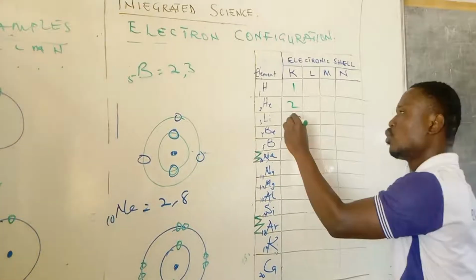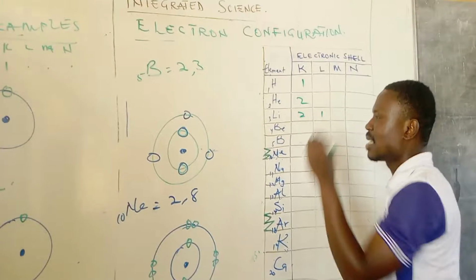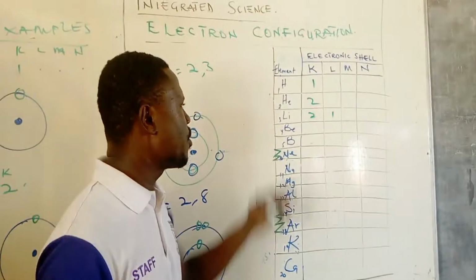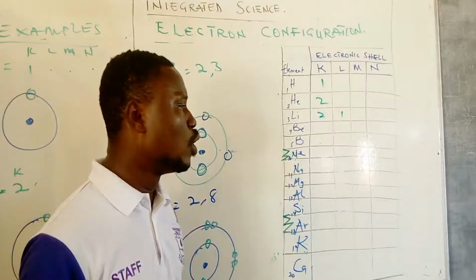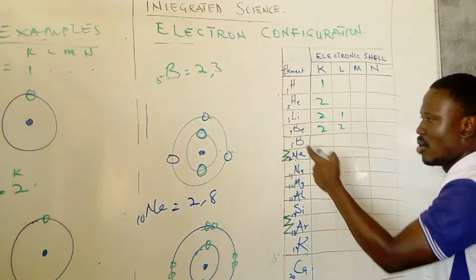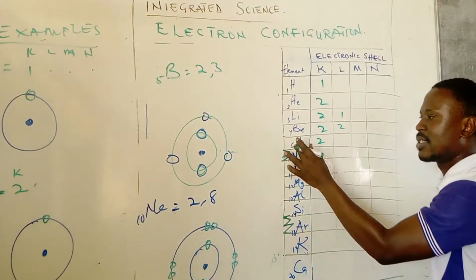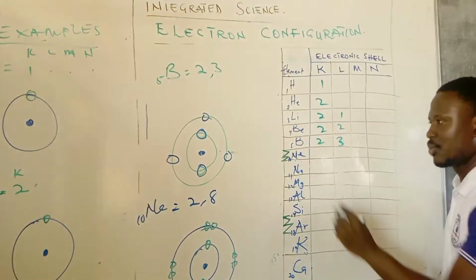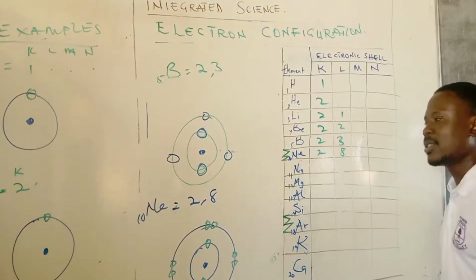Now sodium is 11, 2 on the K shell, 8 on the second shell. 2 plus 8 gives us 10. We still have a remainder 1 electron. Therefore, once the second shell is full, that one will be placed on the next shell, which is the M shell. Magnesium 2, similar. 2, 8, remainder 2. The 2 is placed on the next shell. Aluminium 2 follows the same. Silicon 2, 8, and 4.